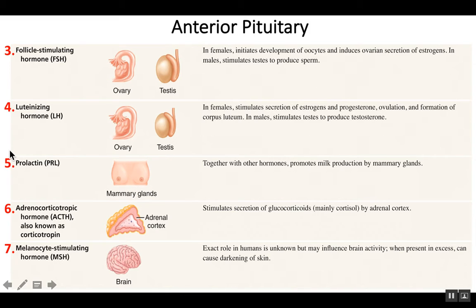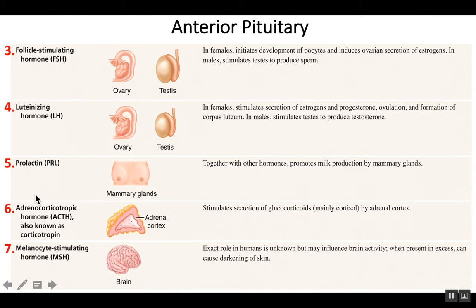The 5th hormone produced by the anterior pituitary gland is called prolactin. A good way to remember what this hormone does is to think prolactation. It promotes the production of milk. So together with other hormones, such as estrogen, prolactin promotes milk production by mammary glands. I want you to underline production. There's another hormone that's going to stimulate milk ejection from the breast. But this one stimulates just the production of the milk.